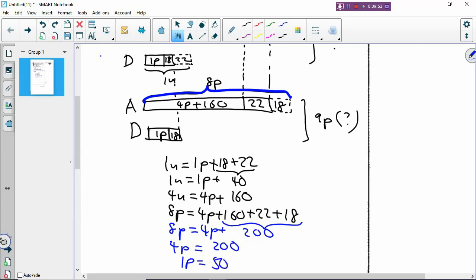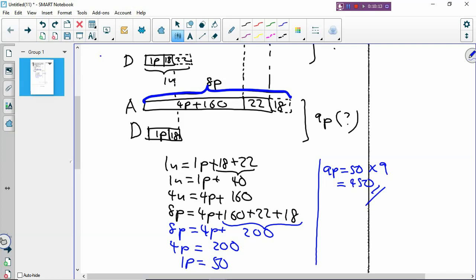So the purpose of model drawing is to find what is 1 unit or what is 1 part, because once you can do that, then you can find the question mark. So what is their total at first, or what is their total, which is unchanged? That will be 9 parts. So 9 parts will be 50 times 9. That will be equal to 450. And that's how you solve.